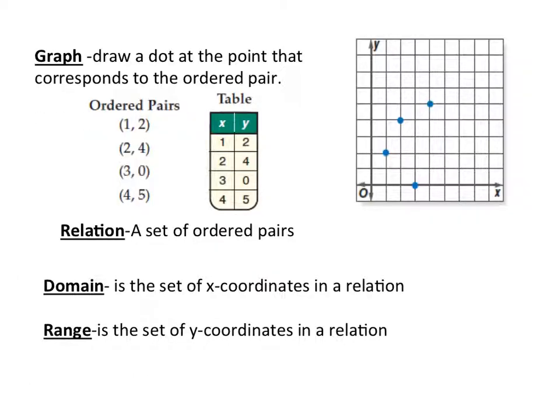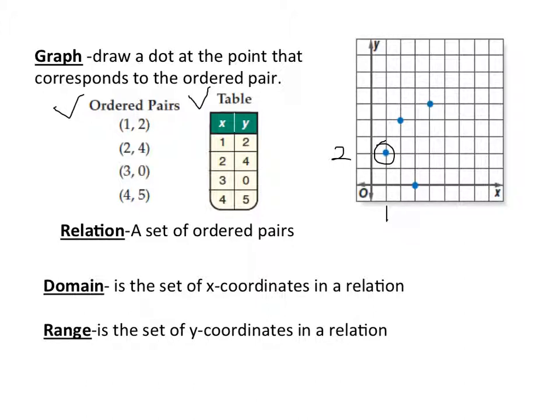On this slide you see: graph. Draw a dot at the point that corresponds to the ordered pair. We can gather ordered pairs from this list or this table. It doesn't matter which one we use. We usually go in order from first to last, and we can see our first ordered pair is (1, 2). That means our x-coordinate is 1 and our y-coordinate is 2, and where they intersect is where we put the blue dot.